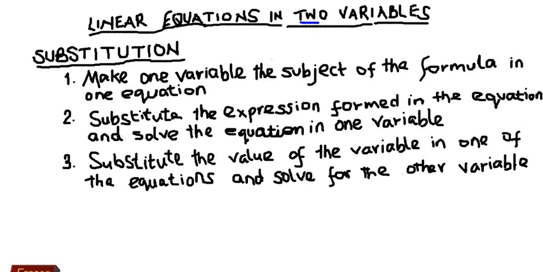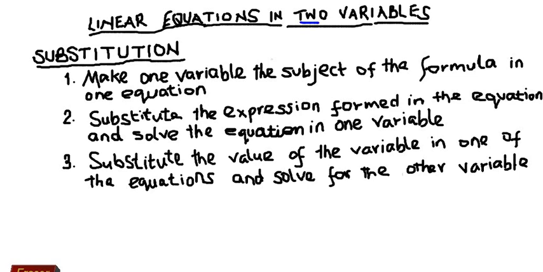So there are about 3 steps that we're going to follow in order for us to be able to solve simultaneous equations using the substitution method. The first step is that you look at the 2 equations carefully and then choose a convenient variable which you need to make the subject of the formula in that particular equation. So you either pick equation 1 or equation 2, and then in that particular equation choose one of the 2 variables, make it the subject. That creates an expression of one variable in terms of the other.